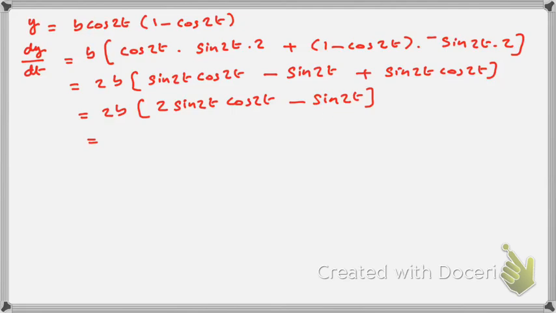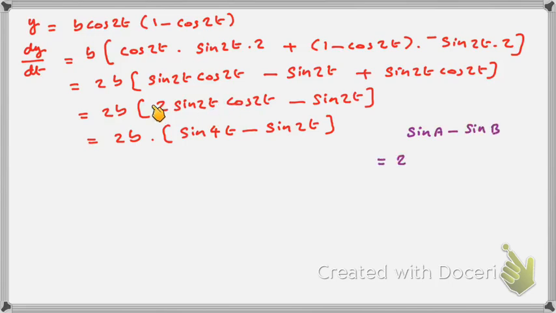And the second term, we copy the same. So the first term, cos 2t, sin 2t cos 2t, plus again sin 2t cos 2t is 2 times sin 2t cos 2t. But then it looks like 2 sin theta cos theta, which is sin 2 theta. So 2b into sin 2 theta, sin of double the angle. 2 sin theta cos theta is sin 2 theta. So it became sin 4t minus sin 2t.